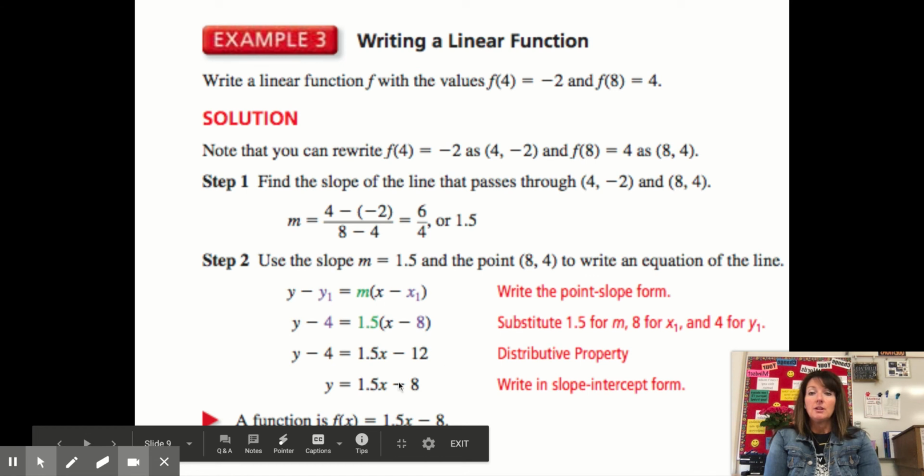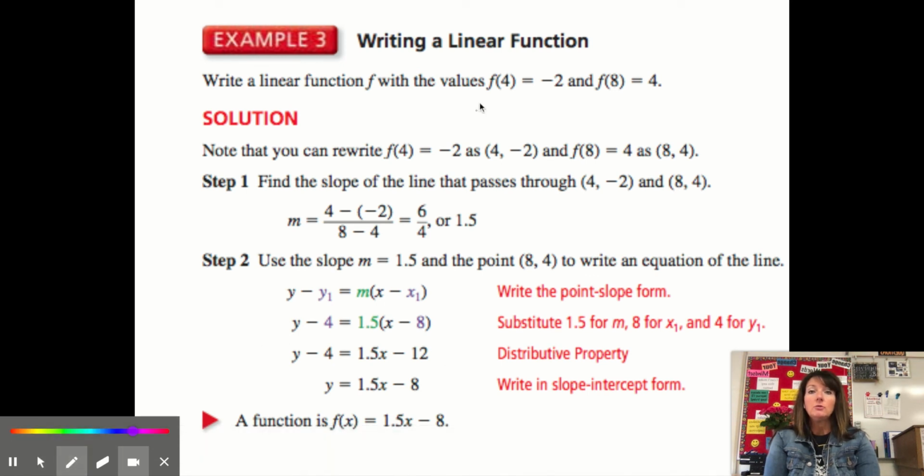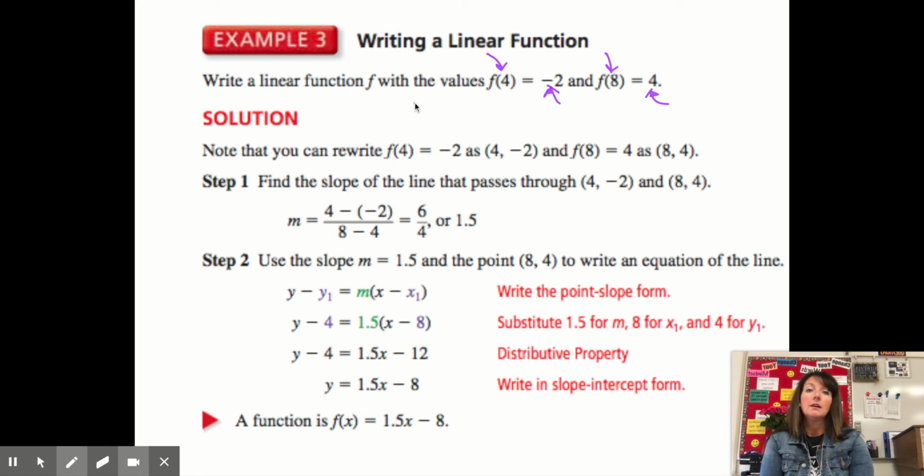Writing a linear function. So the main thing that we'll have to be able to do is write an ordered pair, right? We have to know that this is the input, this is the output. Input, output, okay? So we represent the points (4, -2) and (8, 4). Same process.